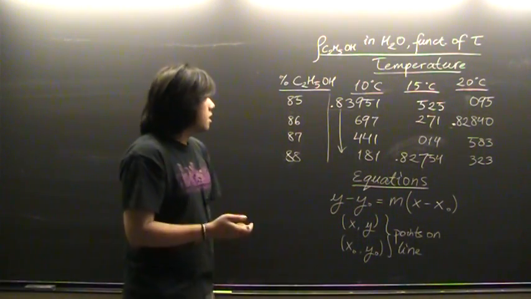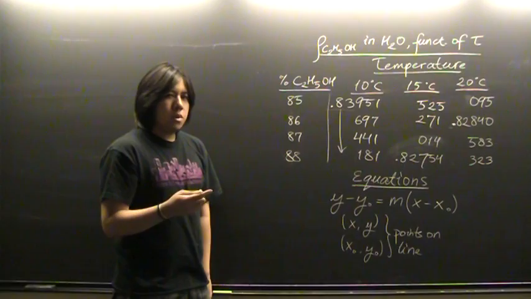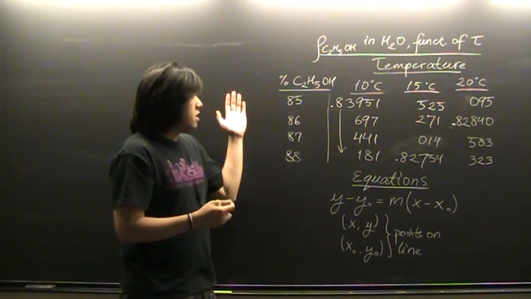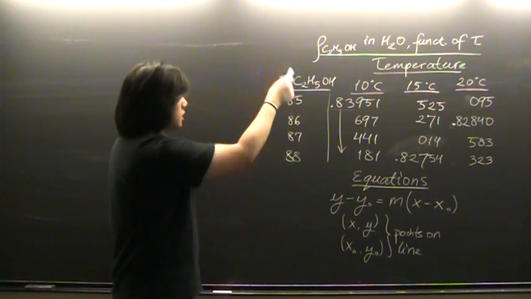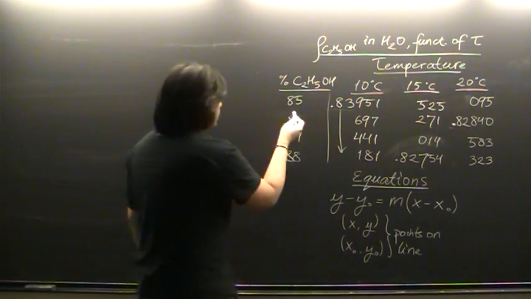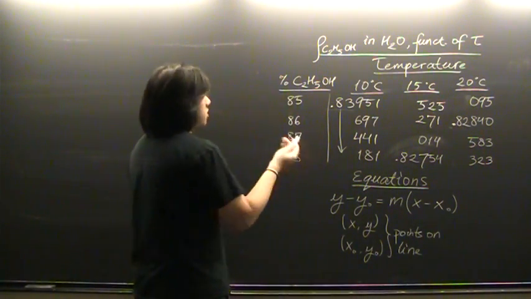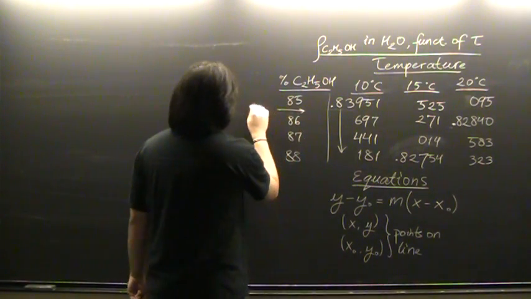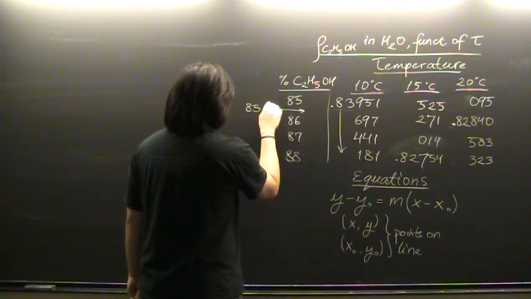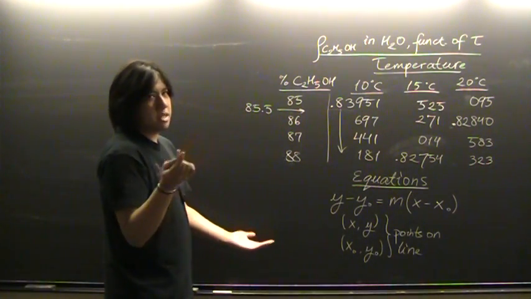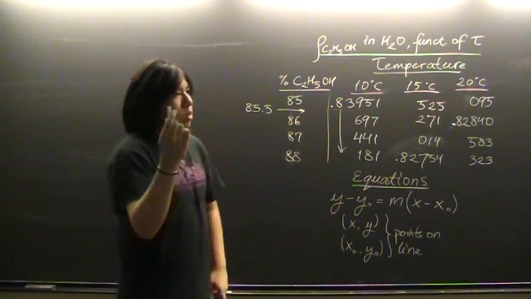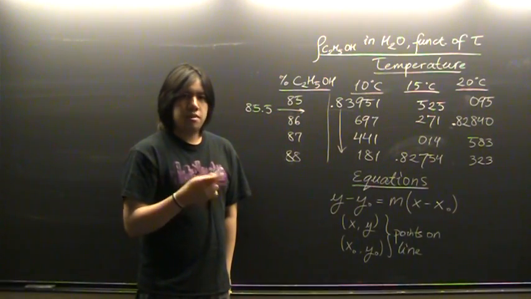So great. But what happens if we want to find a value that's not really listed on the table? So let's say we want to find the specific gravity of ethanol at some weird percent, like let's say 85.5% ethanol, and at 10 degrees C. Let's keep it simple for now. What we're going to be using is something we call linear interpolation.